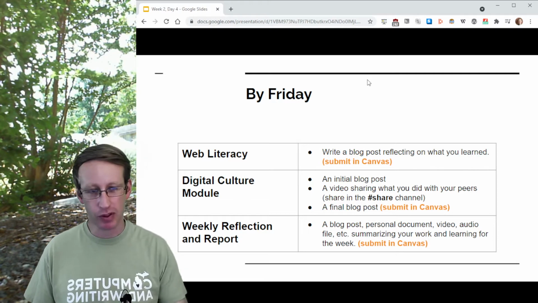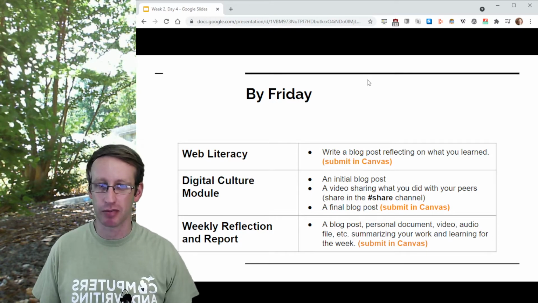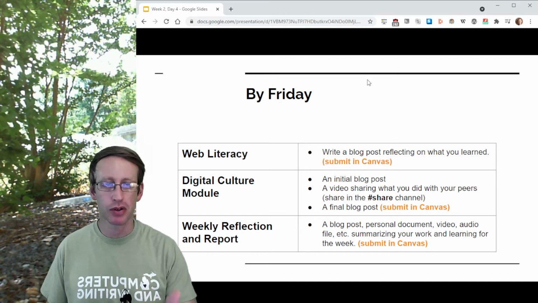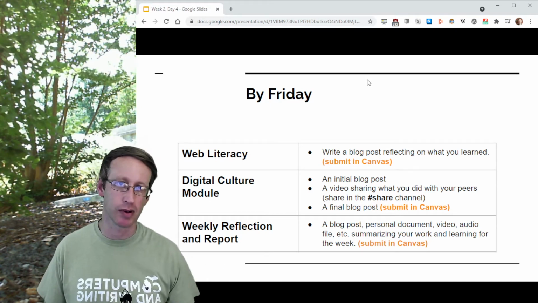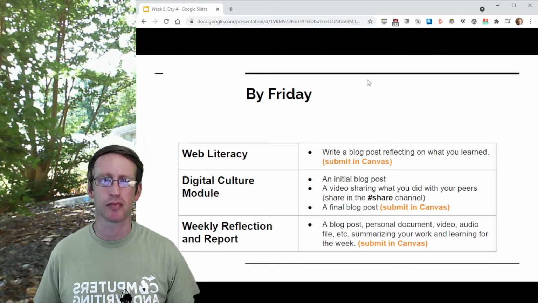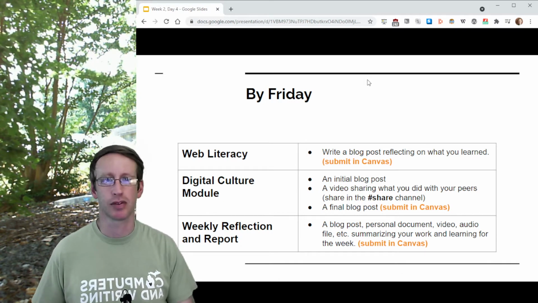But ultimately, again, what you turn in Canvas is that final blog post. And I really want to insist that these are two blog posts. There's an initial post, there's some work in the middle, and then there's a final blog post. Because I think coming at this module from two sides, even though we're doing this on a compressed timeline for the summer, is really important.